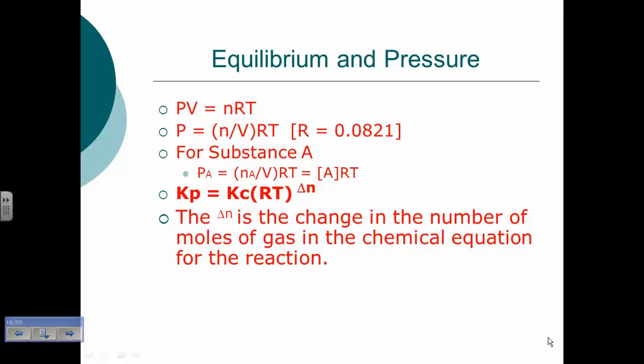The delta n. Well, delta we know stands for change, and n is the number of moles. Delta n is the change in the number of gaseous moles in the chemical equation, comparing products to reactants. Delta n is simply taking the moles of just gases, emphasize that to yourself, just gaseous product moles minus gaseous reactant moles. So it's just a subtraction of the coefficients of those things that are gases. Kp equals Kc times RT raised to the delta n. Quite easy to use.